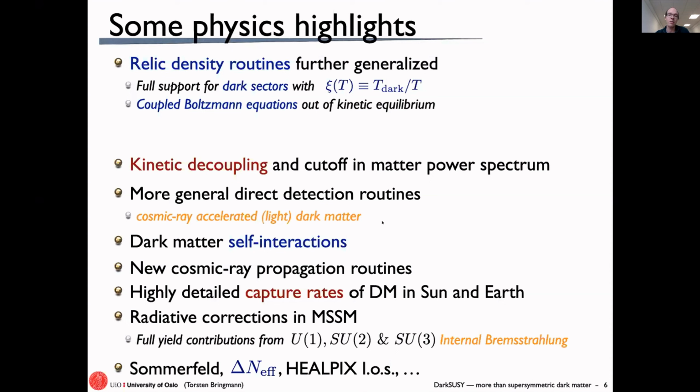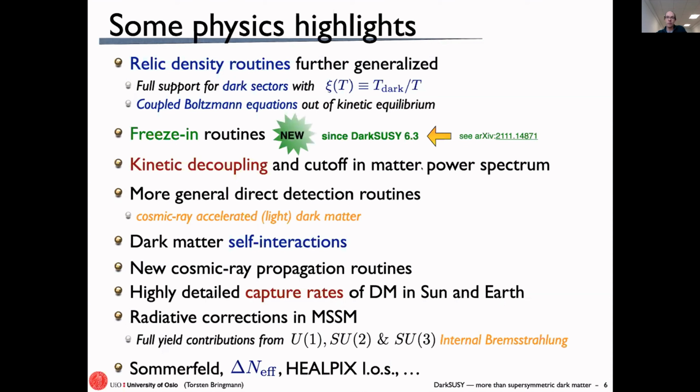Various indirect detection routines or rates that I will mention, dark matter self-interactions, and also related to the indirect detection routines, there are radiative corrections implemented. So of course, this is model dependent. In the MSSM for neutralino dark matter, we have included the leading corrections from internal bremsstrahlung from both U(1), electroweak, and strong interactions. And then as a really new addition, only since yesterday, we put this work on the arXiv.